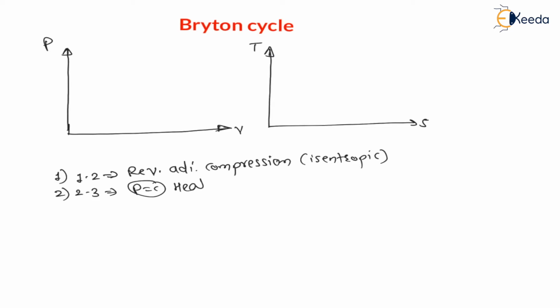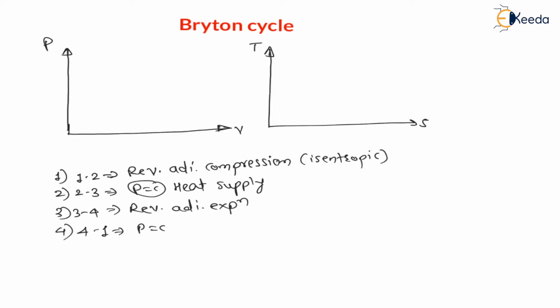Constant pressure heat supply, this is the second process. Now the third process, 3 to 4, is reversible adiabatic expansion, that is isentropic expansion. And the last process, 4 to 1, is constant pressure heat rejection. These are the various processes on the PV and TS diagram for the Brayton cycle that we have already seen in the previous lecture.